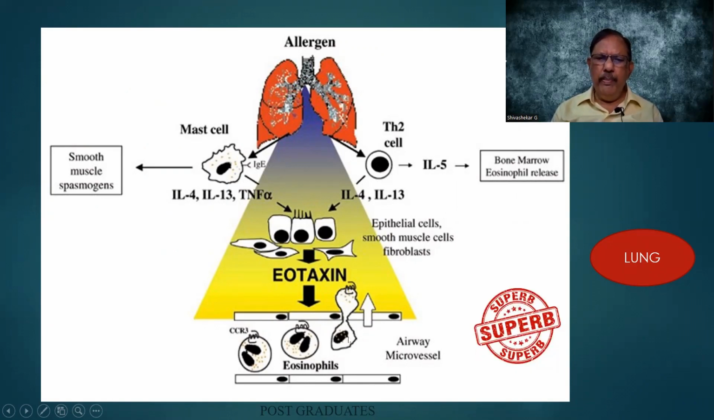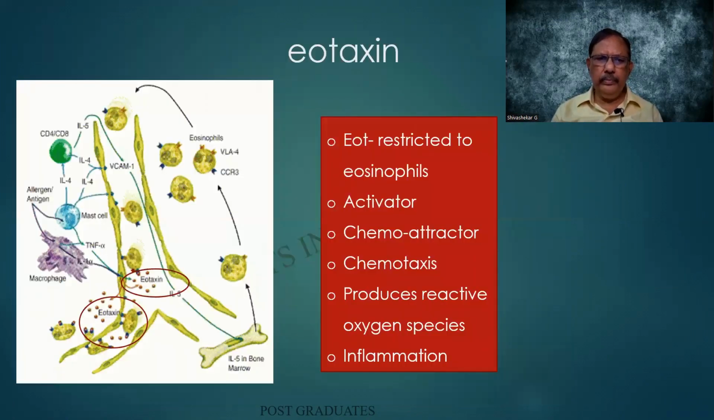This is a superb and a simple diagram which you people shall reproduce. This is almost a repetition of the same. I have just encircled the two sites where the eotaxin is being produced and where it acts. So it is restricted to eosinophils. It is an activator. It can be a chemoattractor, or it participates in chemotaxis and produces the reactive oxygen species. Definitely, it is a participant of inflammation. All the other components, you can go through it at leisure, which have already been done. So it is only a repetition.